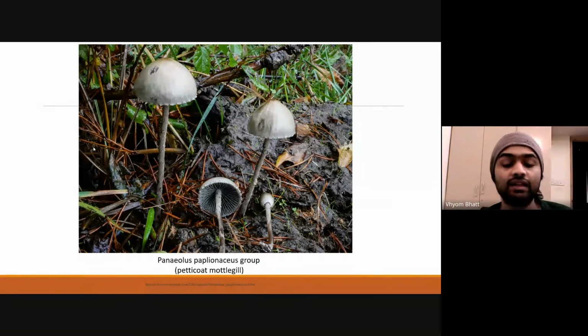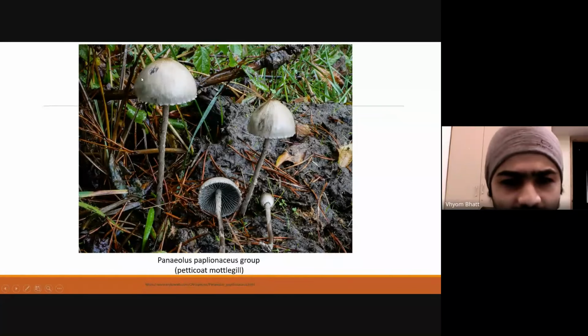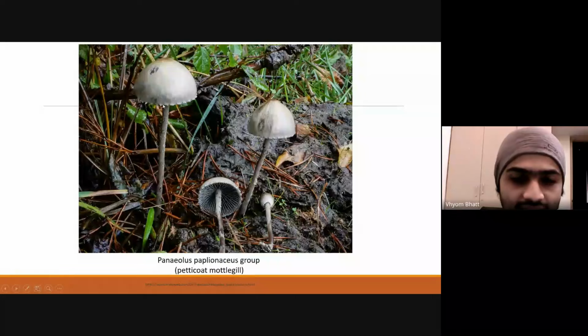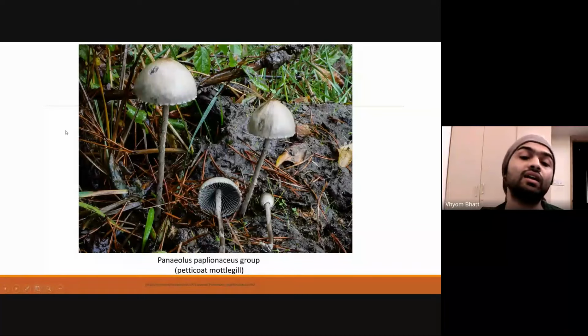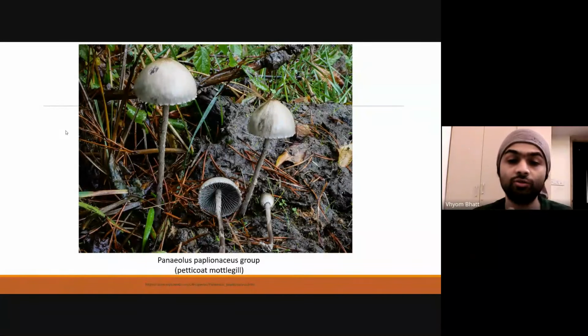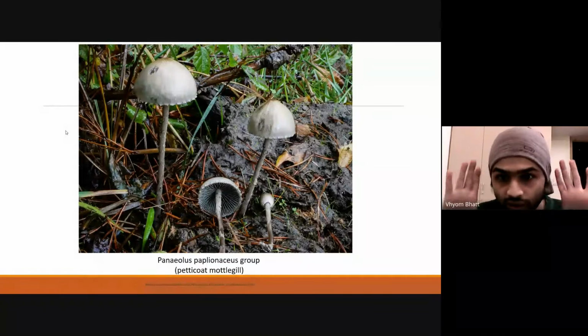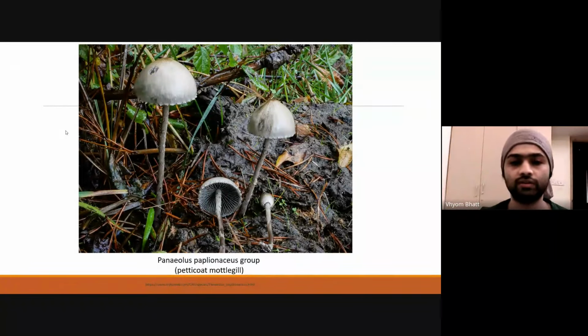Then there is this mushroom called Panaeolus papilionaceus, also called the petticoat mottlegill. If you see this cap very closely, you will find that it has a nice decoration over here, which looks like a petticoat. This is an identification feature for a lot of Panaeolus, because if it is some other Panaeolus which is not in the Papilionaceus group, it will not have this petticoat type structure at the margin of the cap. So again, you need to get close to the mushroom and you need to document it. Sending pictures from far away or trying to understand morphology from far away does not really make sense.